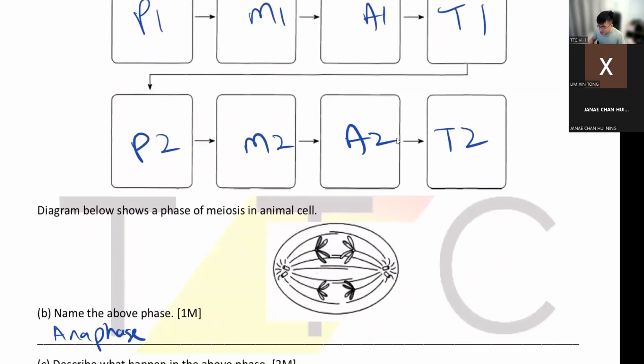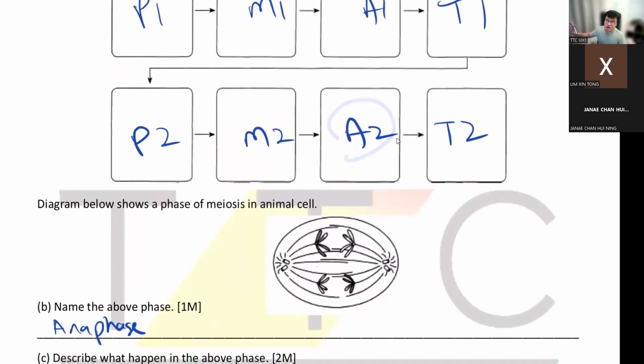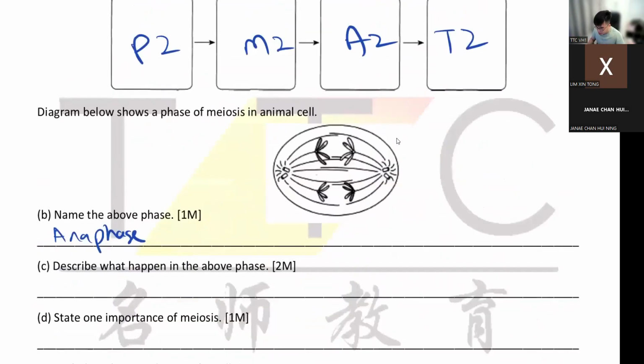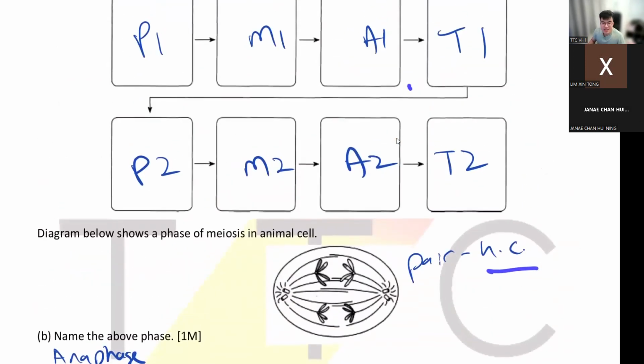How do you see? Remember I said ana 2 is just like your mitosis. It's alone. But this one is not alone anymore. This is one pair. Remember what one pair is called? Pair is what we call homologous chromosome. Remember? Homologous chromosome. Whenever you have homologous, that means it is anaphase 1.